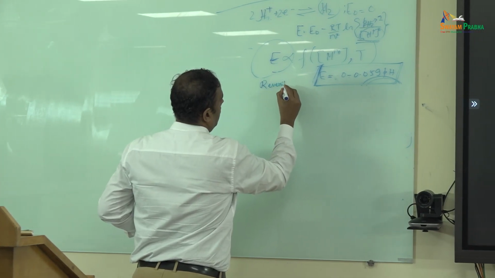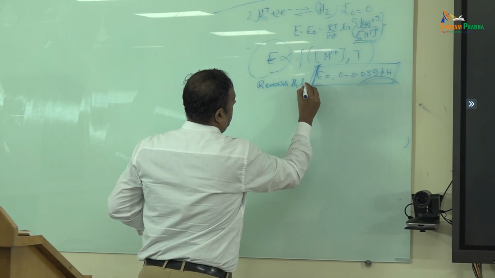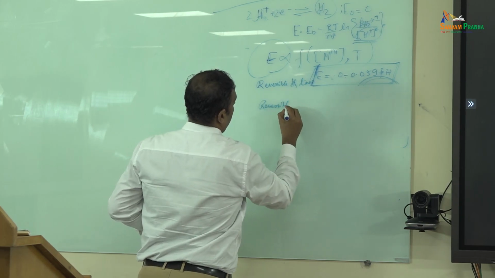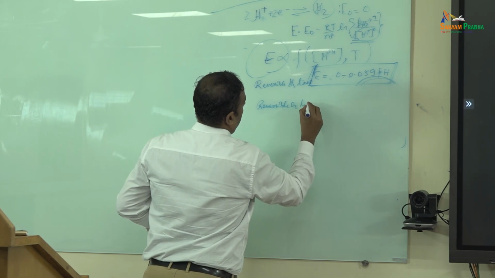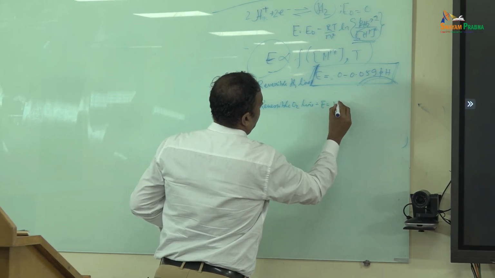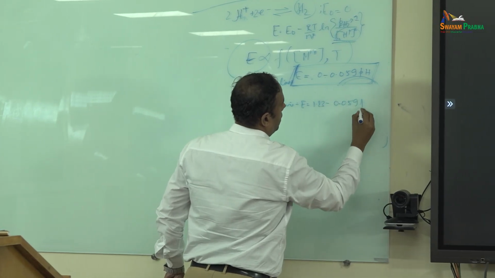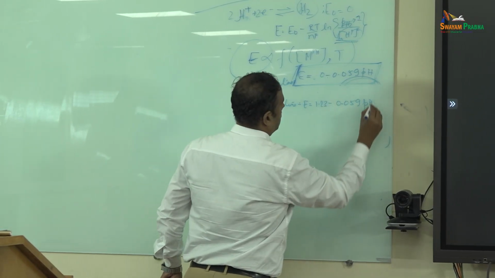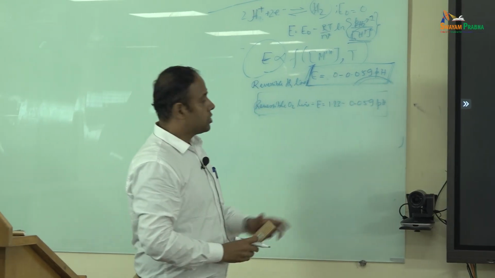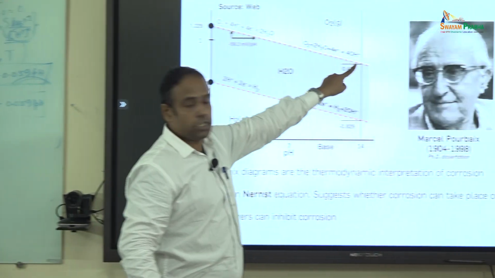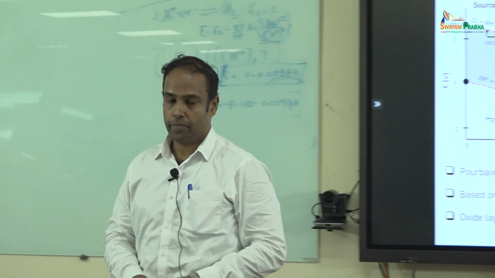Reversible hydrogen line, reversible oxygen line: E will be equal to 1.23 minus 0.059 into pH. So, at pH 0 this is 1.23, at pH 14 this is 0.401.